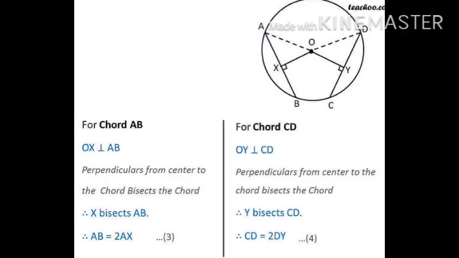For chord AB, OX is perpendicular to AB, perpendicular from the center to the chord bisects the chord. Therefore X bisects AB. So AB is equal to 2AX. This is the equation number 3. Now for chord CD, OY is perpendicular to CD, perpendicular from the center to the chord bisects the chord. Therefore Y bisects CD. So CD is equal to 2DY, that is the equation number 4.